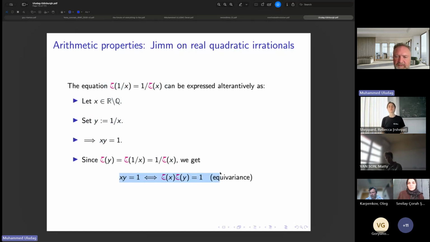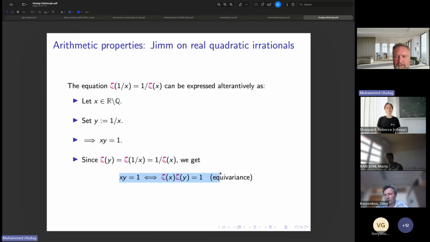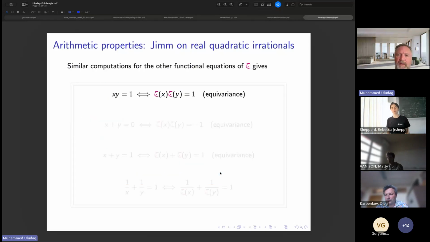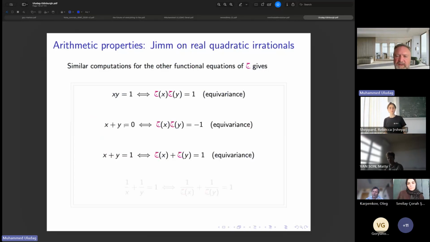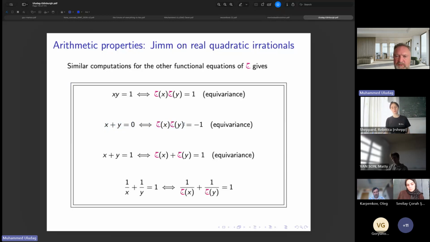xy equals 1 if and only if Jimm of x times Jimm of y equals 1. Well, it looks like a very weak form of homomorphism with respect to multiplication. So now, if you do the same for the remaining functional equations, we get the following reformulations. The second functional equation says that x plus y equals 0 if and only if Jimm of x times Jimm of y equals minus 1. The commutation with 1 minus x says that x plus y equals 1 if and only if Jimm of x plus Jimm of y equals 1.